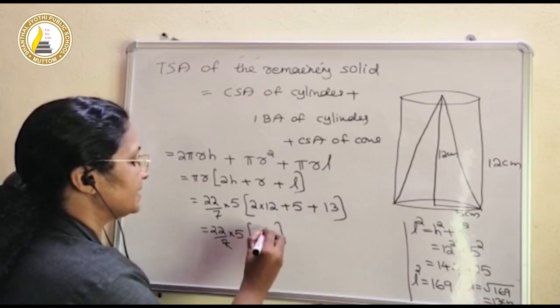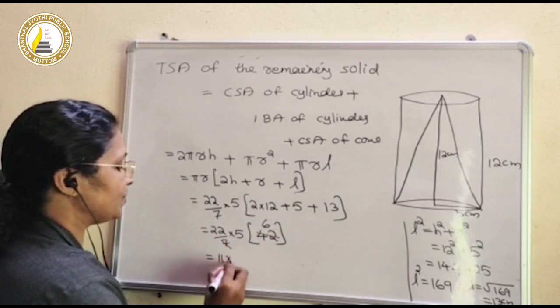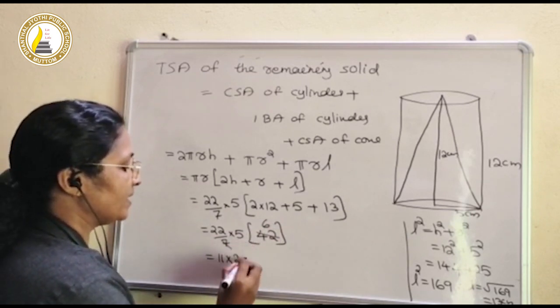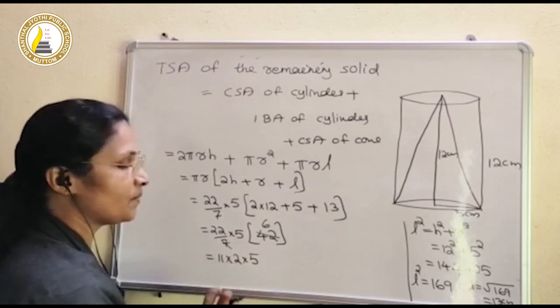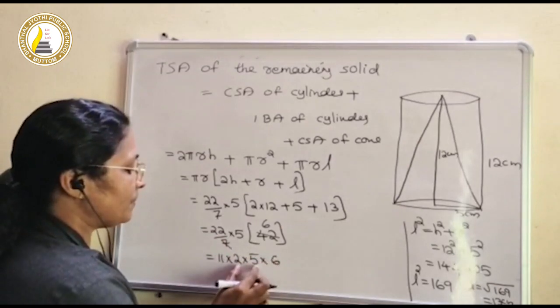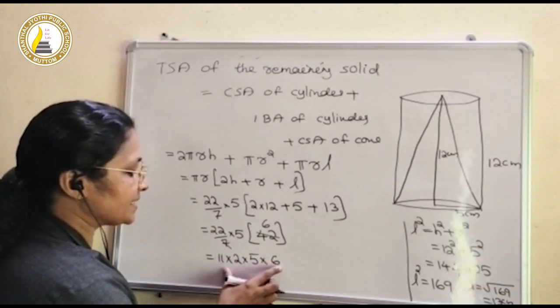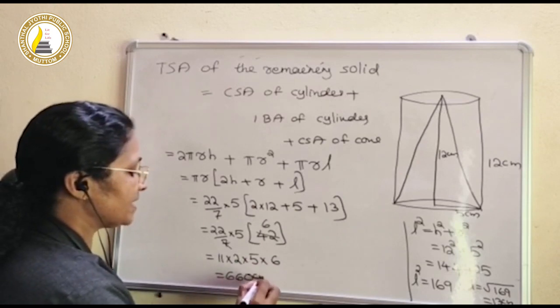We'll get the answer 6 here. Then 22 means 11 into 2. Since here 5, we can split 22 as 11 into 2 for easy calculation. Into 6. 2 into 5 means 10. 11 into 6 is 66. Into 10, that means 660 centimeter square.